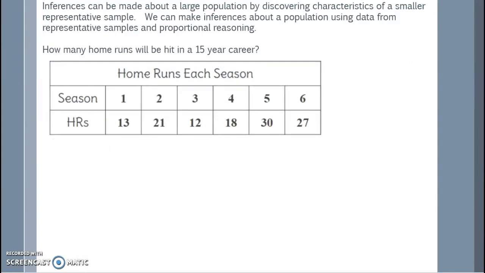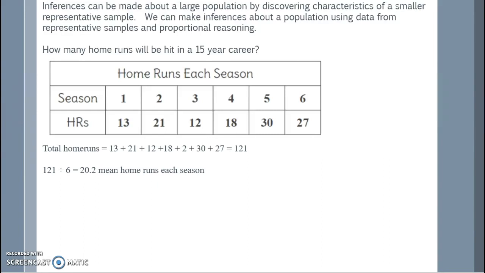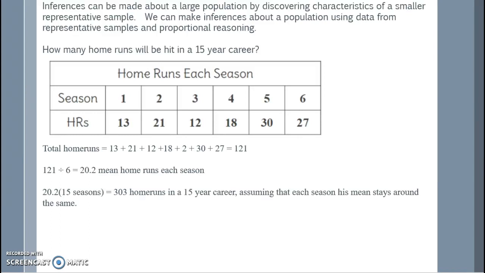How many home runs will be hit in a 15-year career? We have the 6 seasons listed and home runs listed below. So the total home runs, if we add them all together, is 121. Breaking that down per season, it is 20.2 mean home runs each season. Multiplying that by 15 seasons, there would be, assuming the home runs stayed the same, 303 home runs in a 15-year career, assuming that each season, this particular baseball player's mean stays around the same.